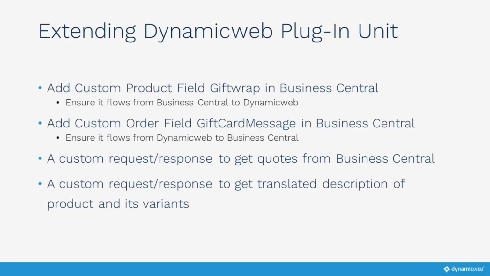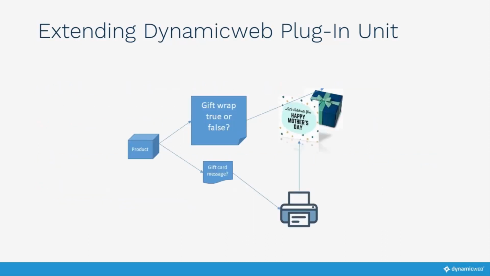That concludes the final topic. So we've now seen how to extend the Dynamicweb plugin unit. We've seen how to extend so that we can create new product fields on products and order fields on sales headers, and also ensuring that information flows in both directions. And also we looked at two custom request responses, and in general just covered how to build a new custom request. And those two custom request responses allowed you to grab quotes from Business Central or translate a product into a specific language along with its variants. And ultimately we rounded off the extension scenario that we began in the first session.